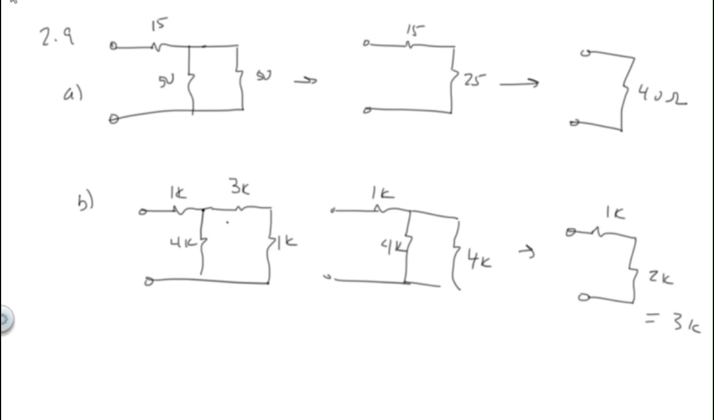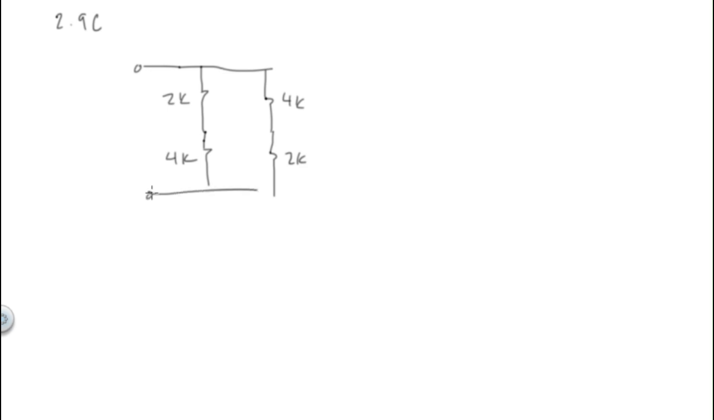C. All right, so C is no different. You start with, and I'm going to show you how to do this a little differently. Do it like goalposts if you can. Redraw it a little bit differently. Makes a lot more sense. 2K, 4K. Then over here you have 4K and 2K. So you combine these two and you get a 6K. You combine these two and you get a 6K. Now you've got two 6Ks in parallel.